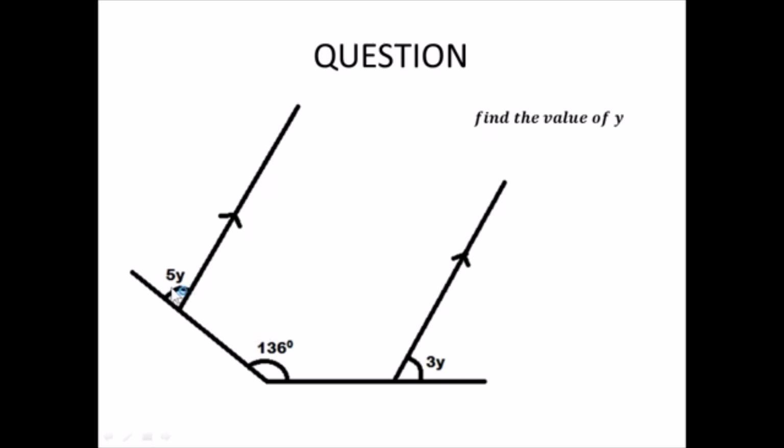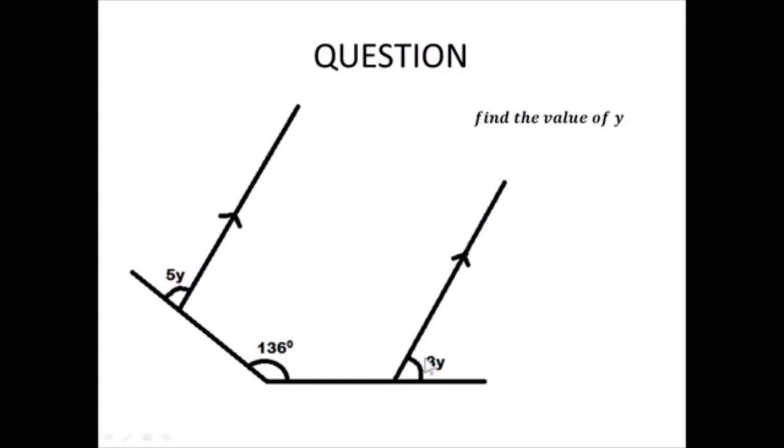The question says you are given this angle here as 5y. We are given this angle here as 3y. You are given this angle as 5y, and you are given an angle as 136. So you have to find the value of y from there. And if that should be the case, there's no way you can solve this question until we first of all introduce another parallel line here, a straight line which is parallel to this line and this line. Then you can be thinking of a line of transversal at that moment.